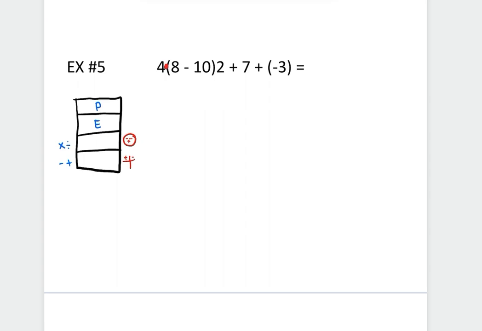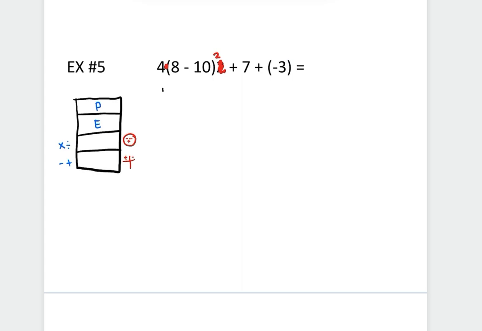Also, when I printed this off, it messed up. So this 2 is actually supposed to be an exponent. So we're gonna make that a little 2. And then this parentheses over here, if I look in front of this parentheses, there's a plus sign. So those parentheses really don't matter. So let's rewrite all of these things.